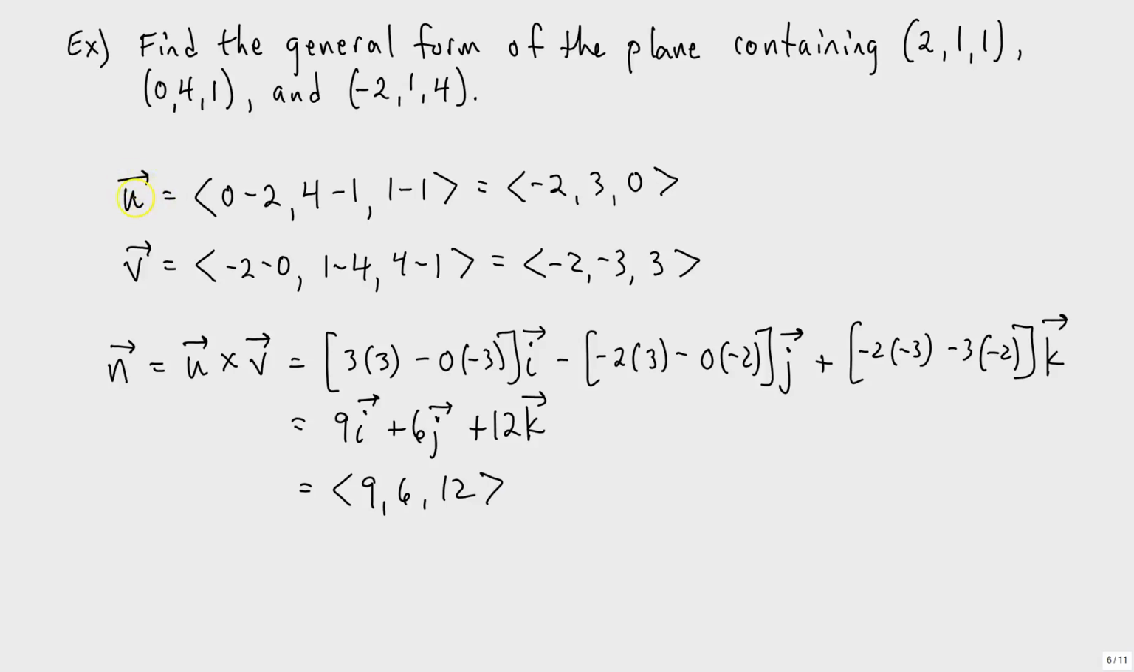So this vector u and this vector v come from two directed line segments that are in our plane. And then this vector n we now know is orthogonal to u and v because we created it using the cross product of u and v. So now let's pick one of those points. So let's pick 2, 1, 1. We'll have that be our P. Pick any point really, but we're going to pick that point.